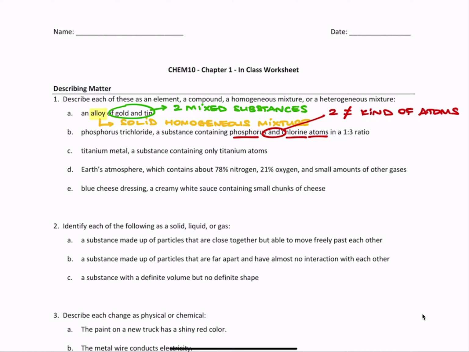These atoms are present in the substance in a fixed ratio. So we have here a fixed composition. Based on all these elements, we are in presence of a substance made of two kinds of atoms in fixed composition. Therefore, phosphorus trichloride is actually a compound and it's a pure substance.